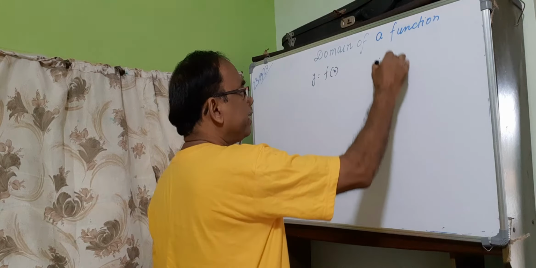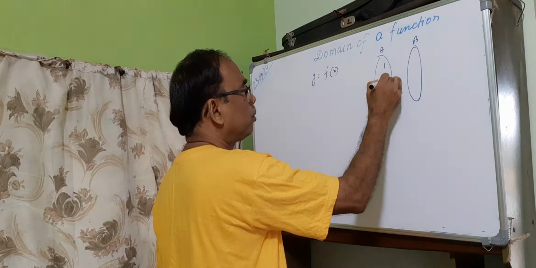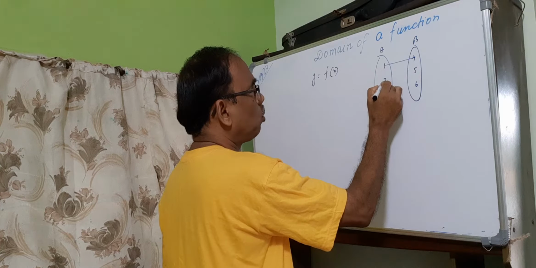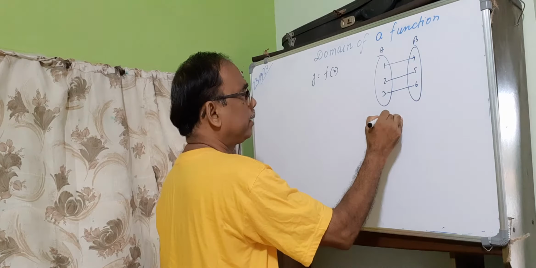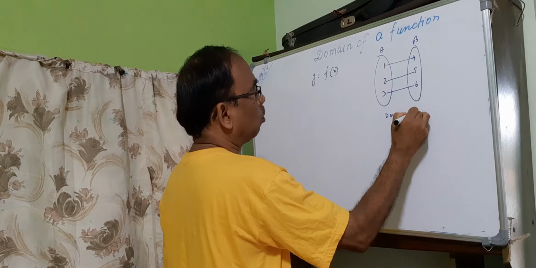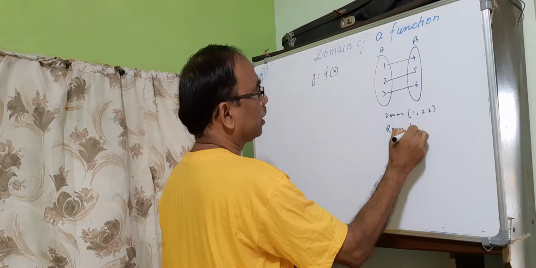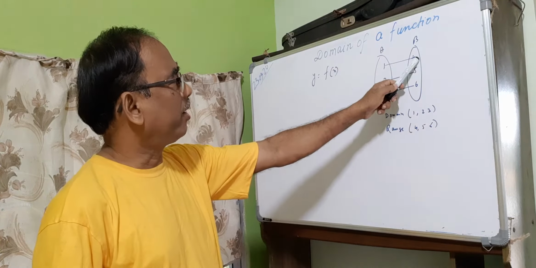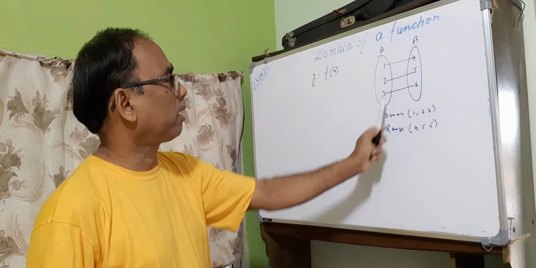Domain: suppose A be a set, as I told you in my previous class, and B be a set 1, 2, 3, 4, 5, 6. This 1 with 2, 2 with 5, 3 with 6. This is called domain: 1, 2, 3, and range: 4, 5, 6. The image of the function is called range and pre-image is called domain. And these are the ordered pairs.